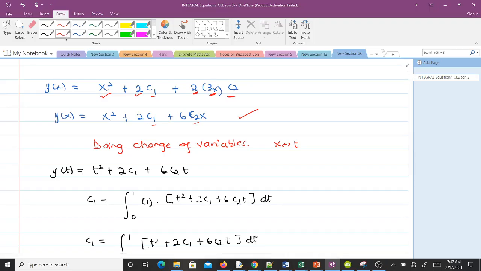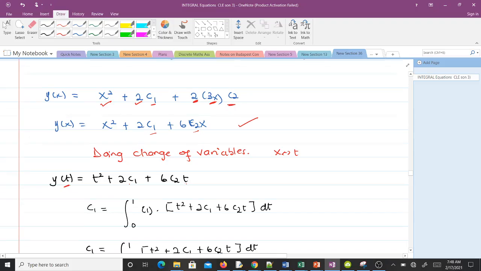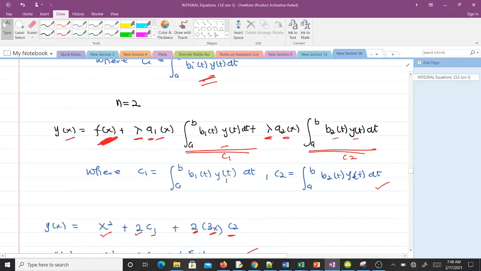So what we do is a change of variables: we change x to t, so that instead of having y of x, we have y of t equals t squared plus 2c1 plus 6c2t. The reason we do that is that when we are finding our c's, we need y of t and not y of x. That will help us know what y of t is, so that we can put it into the integration and solve to get our c1 and our c2.